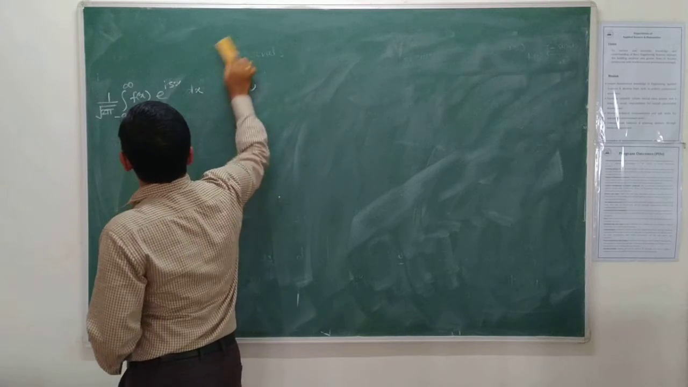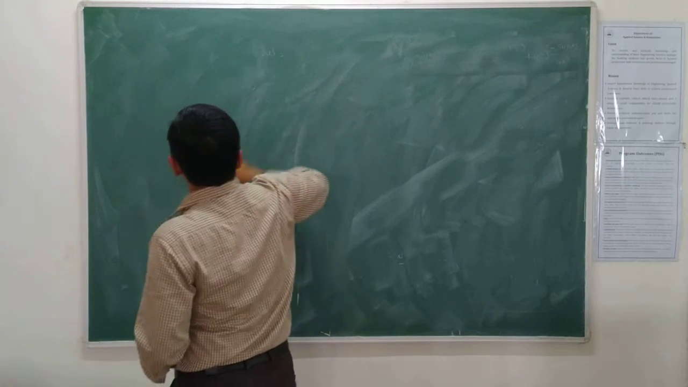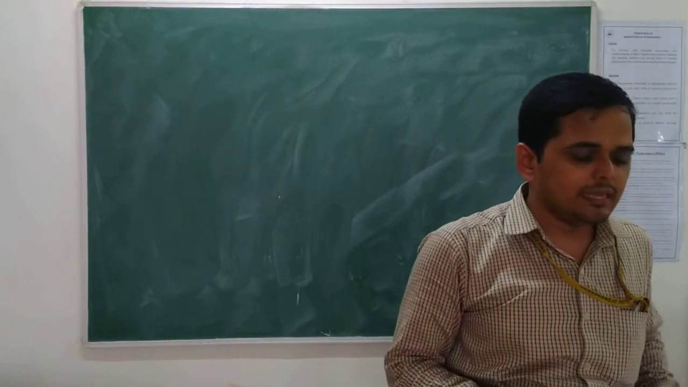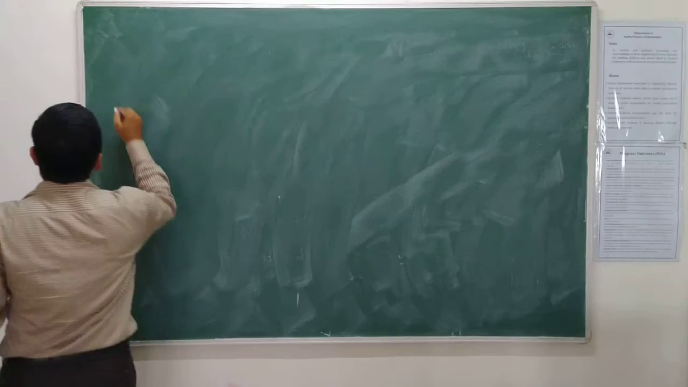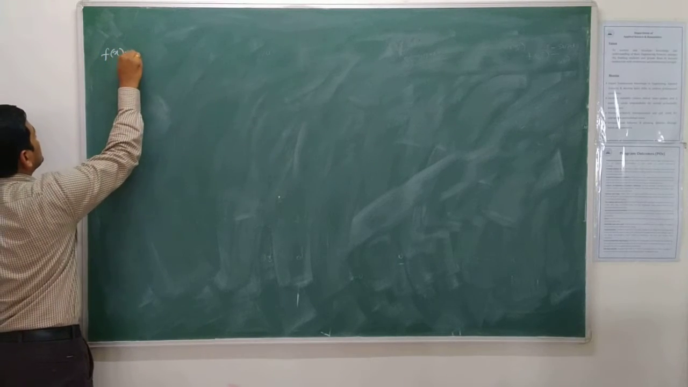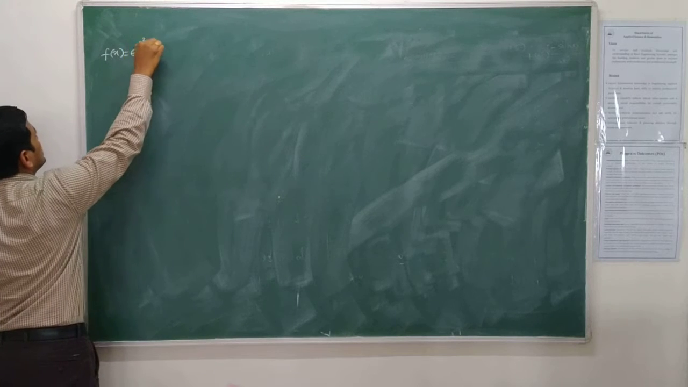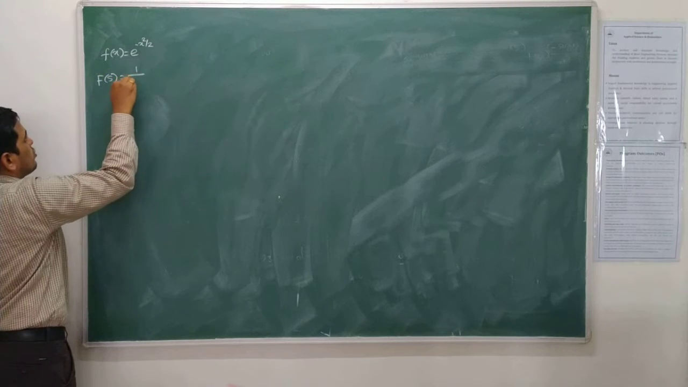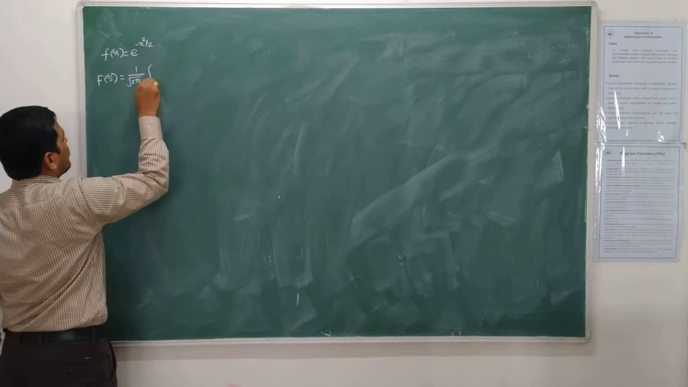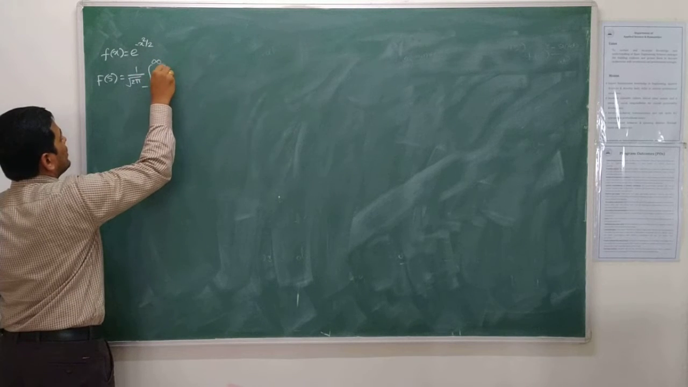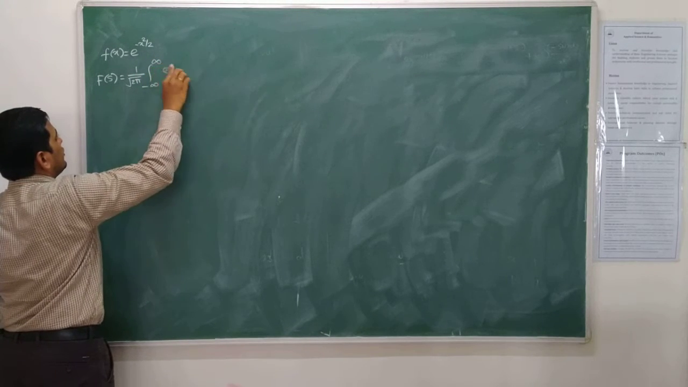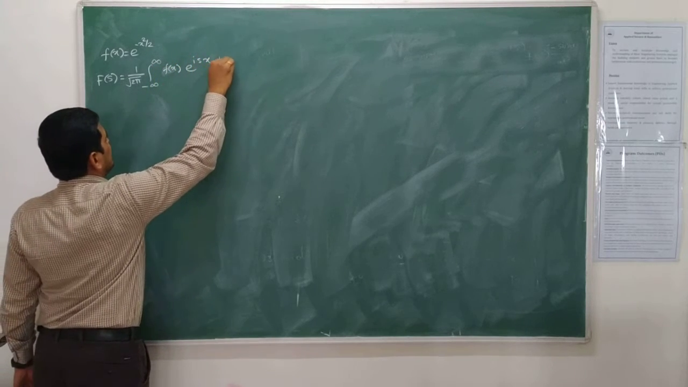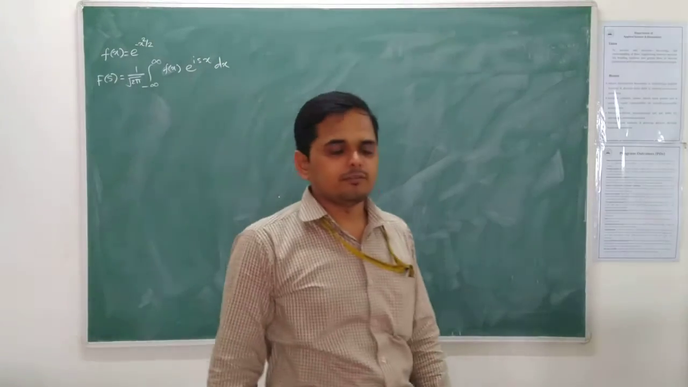Now, we are going to discuss a problem from university examination: to find the Fourier transform of the function f of x is equal to e raised to minus x square by 2. We know that capital F of s is equal to 1 upon square root 2 pi integration from minus infinity to plus infinity f of x into e raised to i s x dx. This is the formula of the Fourier transform.